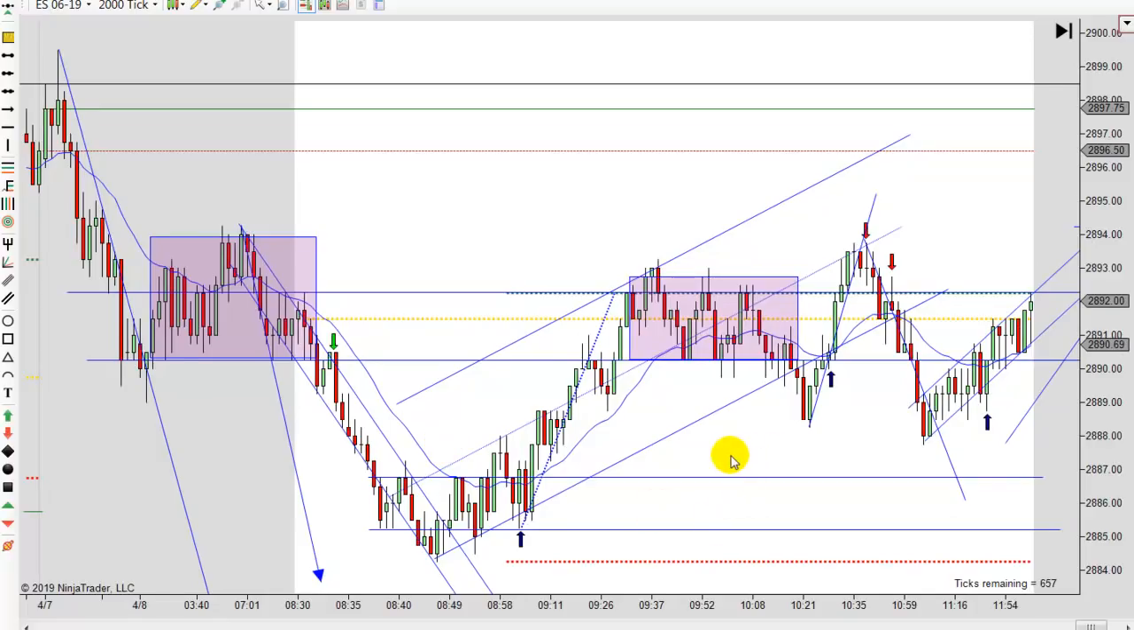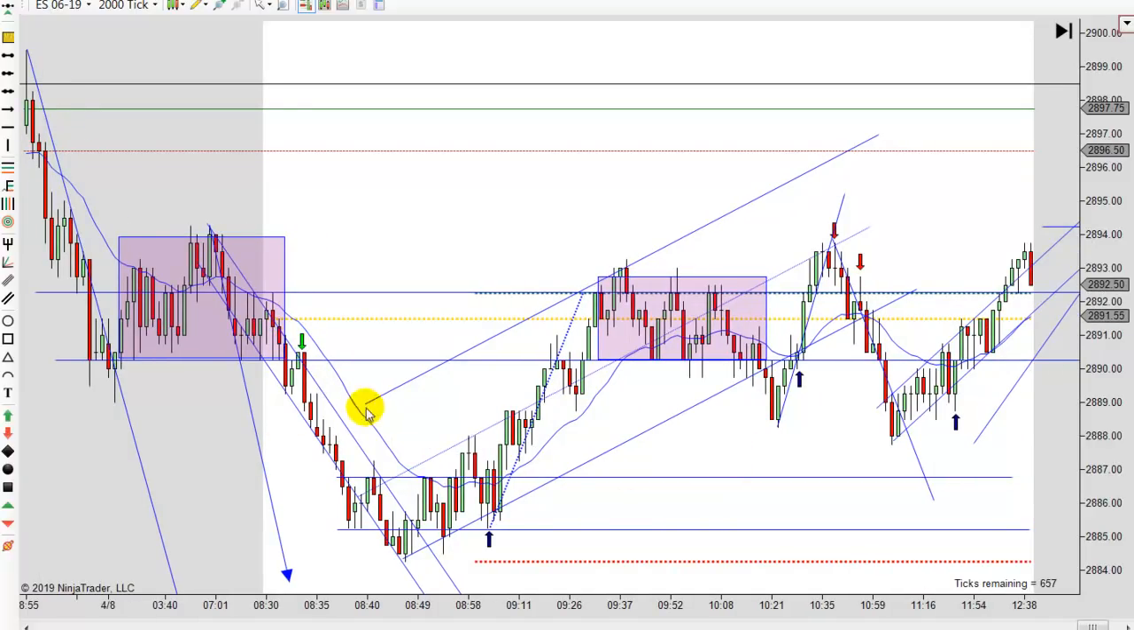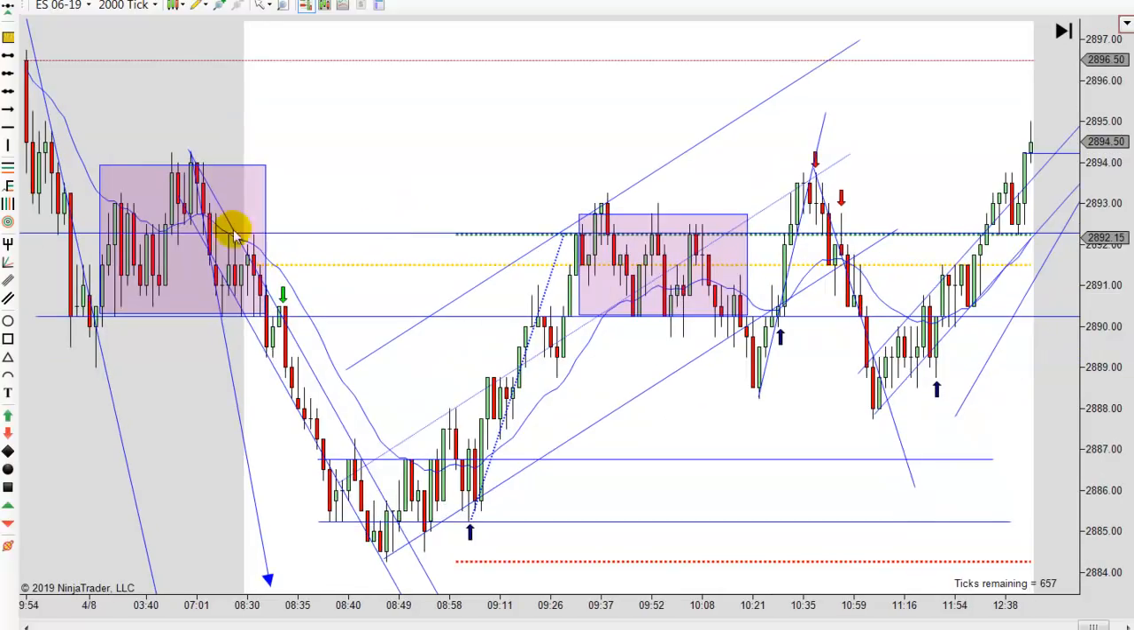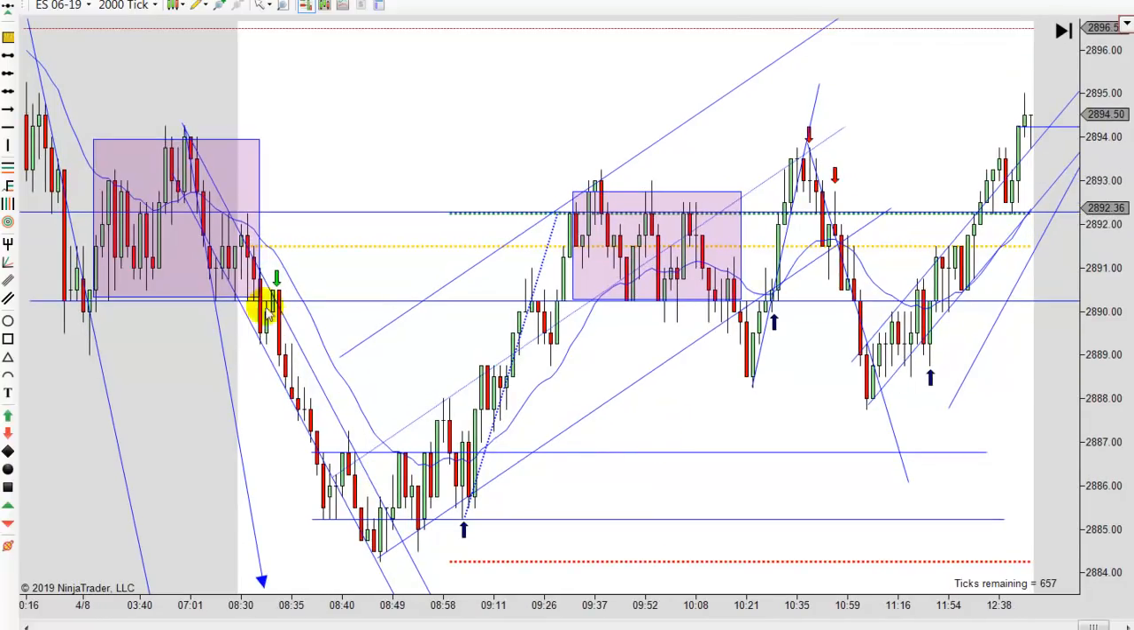I marked it green. It's one you may take because it probably is a little bit of a trap there. They probably trapped some people trying to get long right there. That trend line right there should have kept you out of any longs. So just keep that in mind.